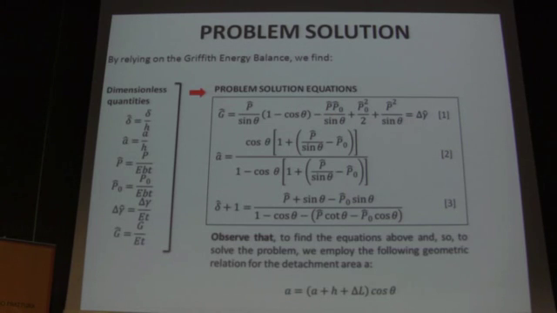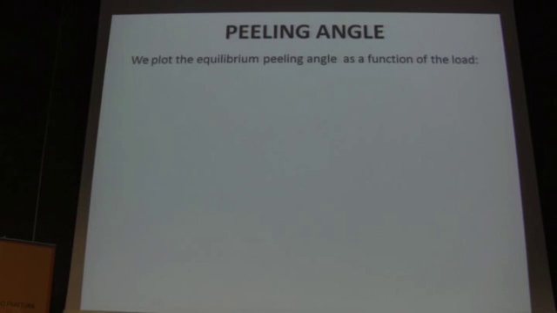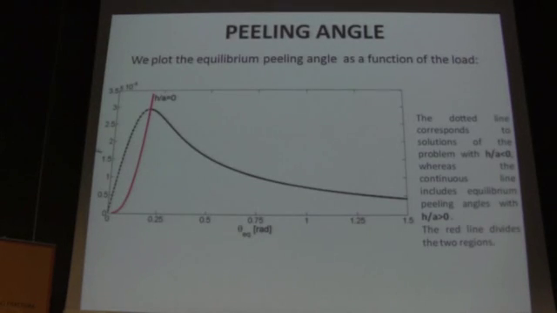To do this we employ this geometrical condition relating the detachment area, the length h, and the portion of the tape that is deformed. We understand that the sign of h is quite important. But let's see some results.